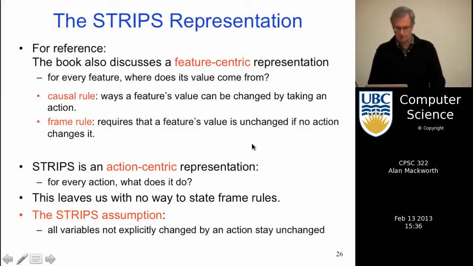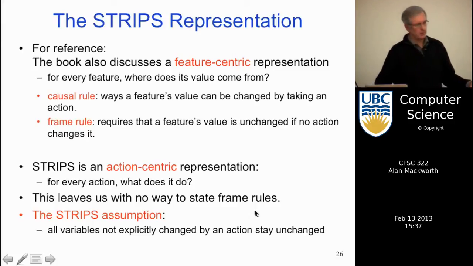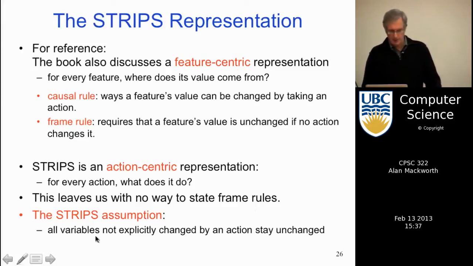You have to specify that they're unchanged if no action changes it. We're going to do that within this STRIPS representation. You're going to specify for every action what it does. And the way we're going to state these frame rules is very simply: anything not explicitly changed by an action stays unchanged. Well, you might think that's obvious. I mean, of course that's the case. But it's not always the case.